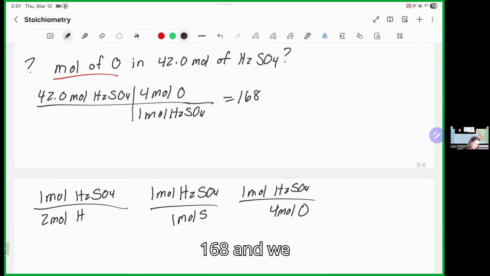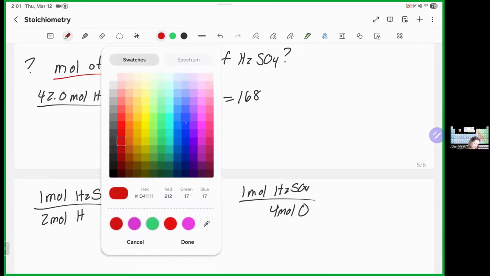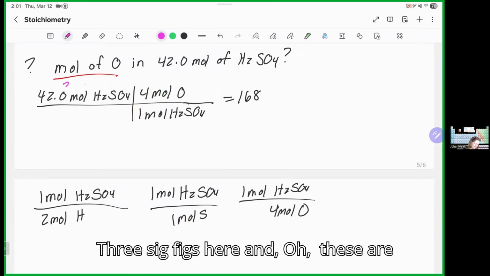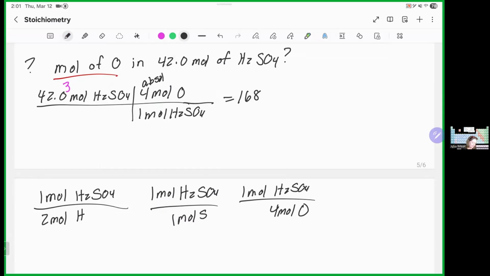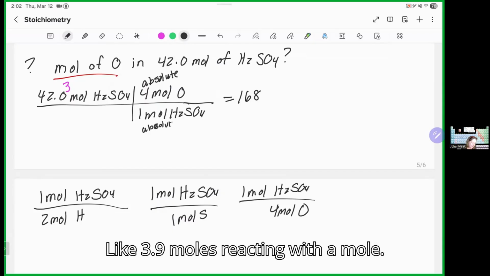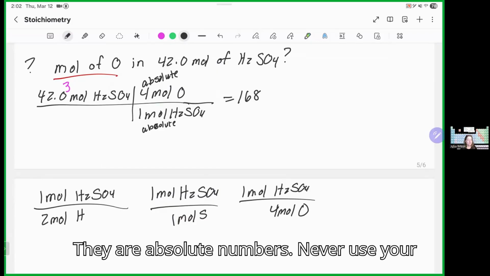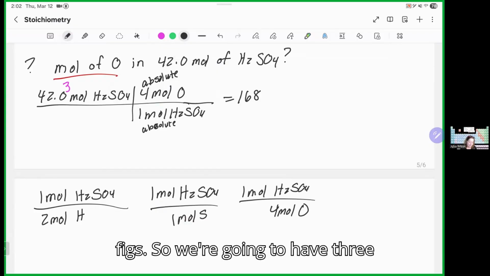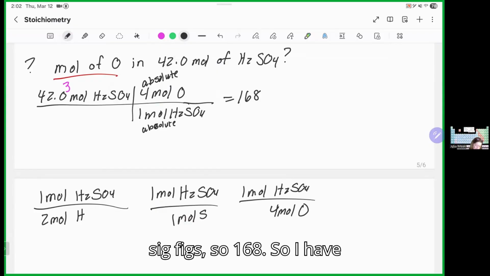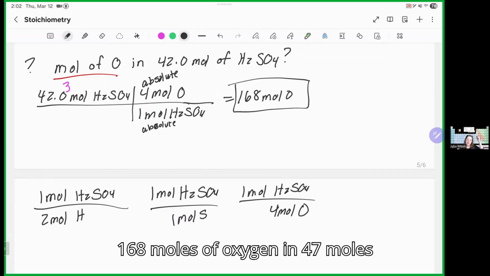168, and we have 3 sig figs here, and these are not used for sig figs. These are absolute numbers. We don't have like 3.9 moles reacting with a mole. They are absolute numbers. Never use your mole relationship, your stoichiometry, for sig figs. So we're going to have 3 sig figs, so 168. So I have 168 moles of oxygen in 47 moles of sulfuric acid.